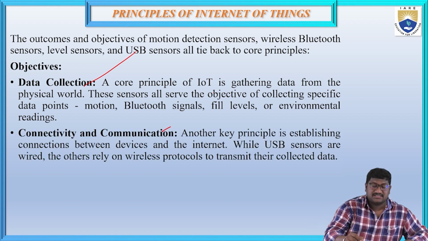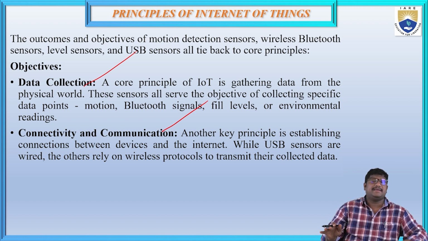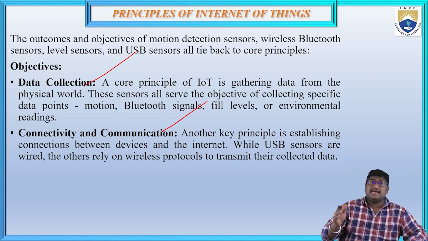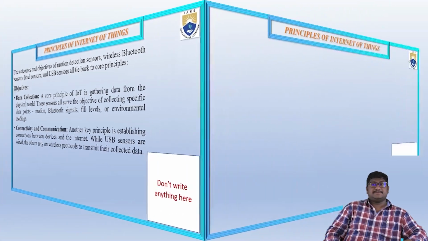Coming to the next one, connectivity and communication, which is another key principle for establishing connections between devices and the internet. USB sensors are wired: without the USB, the sensor is not going to be connected. The other sensors can be called wireless sensors, using wireless protocols for the transmission of the collected information.